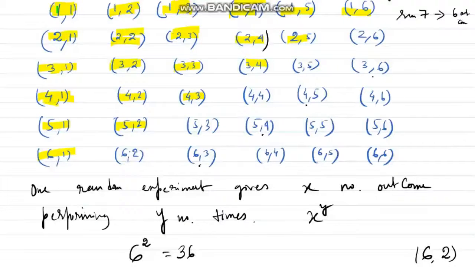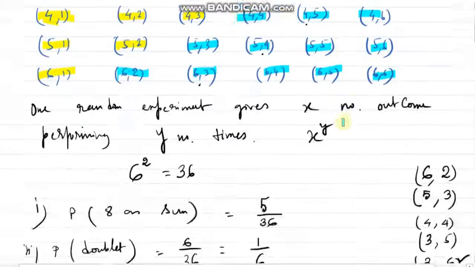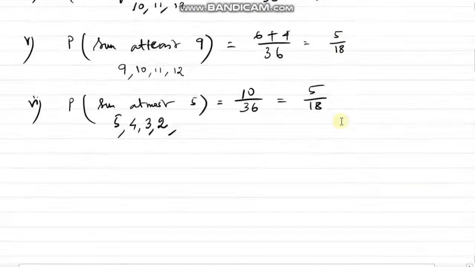Now for sum 8, just check. Sum 8: 1, 2, 3, 4, 5. It's again decreasing. Sum 9: 4. Sum 10: 3. Sum 11: 2. Sum 12: 1. You could guess, I think. So, the number of outcomes is gradually increasing and then again coming back to the normal one.